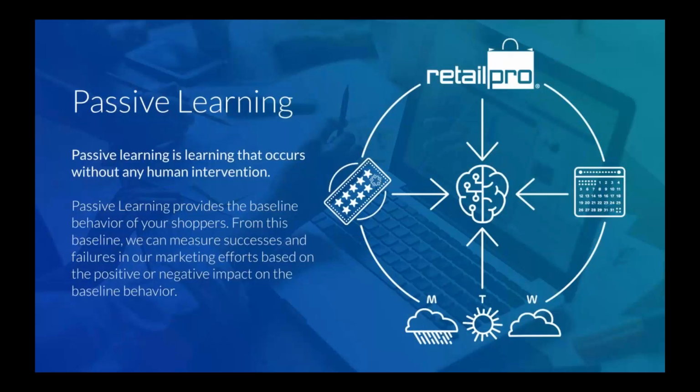Transaction data from Retail Pro, weather conditions, calendar days, and holidays, and the natural behavior of shoppers in the loyalty program. The passive learning process tells the AI how shoppers normally interact with the business, providing a baseline of behavior from which we can actually begin to mark successes and failures in our marketing efforts.